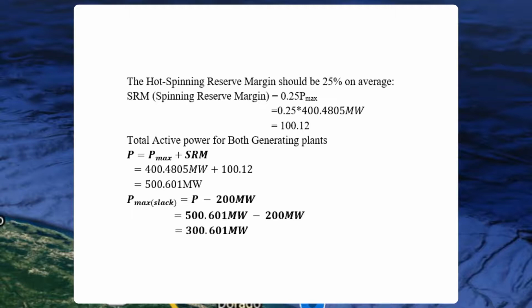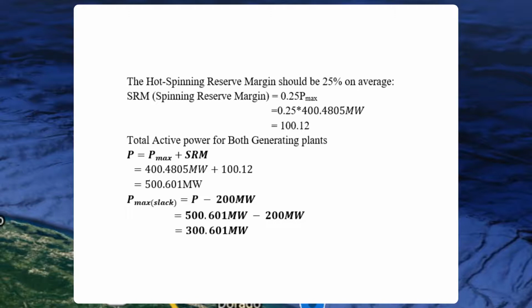Below that calculation, you can see where the total active power for both generating plants was calculated, where it was calculated to be 500.601. So this is saying that this is the maximum amount of power that both units should be able to generate without exceeding the hot spinning reserve margin, which in our case is 25%.